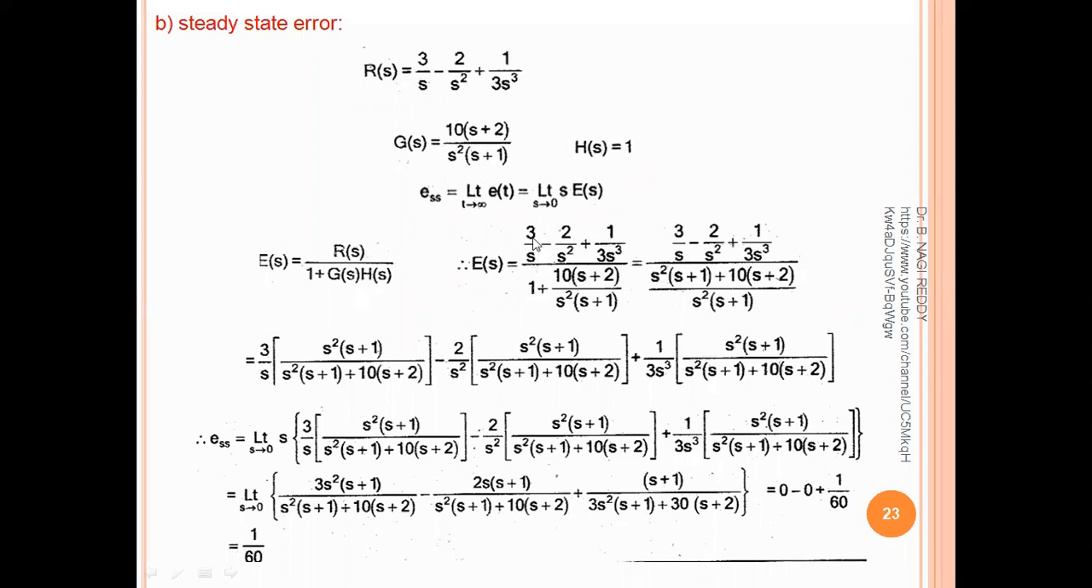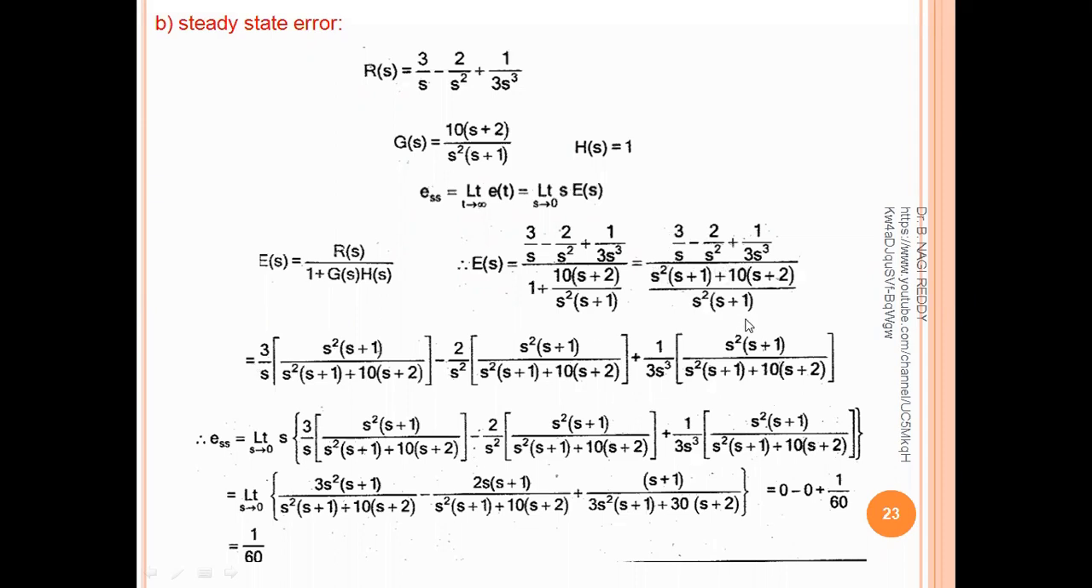So therefore the error signal will be like this. Here H of S is 1, so directly we will get only G of S. Now take the LCM here, which is S square into S plus 1, and you can multiply this in the numerator. You can take it out to the numerator and simplify this, or you can make it simple in order to calculate the error constant easily.